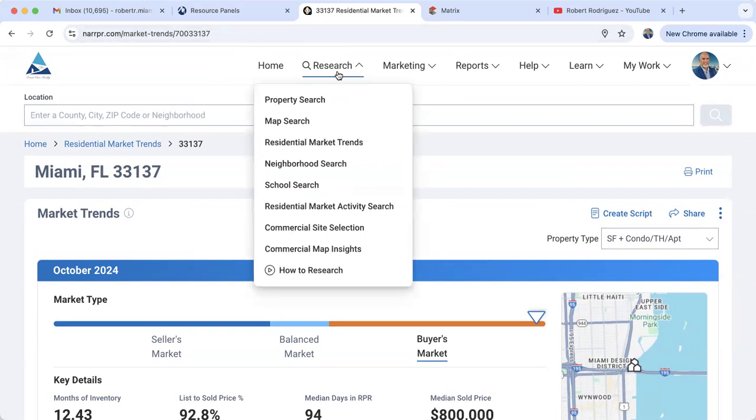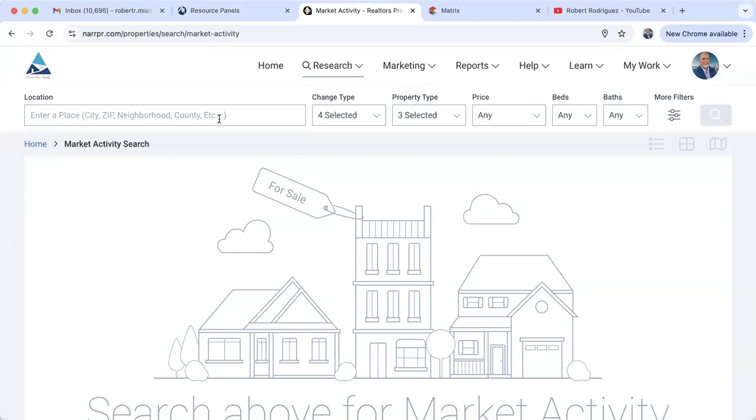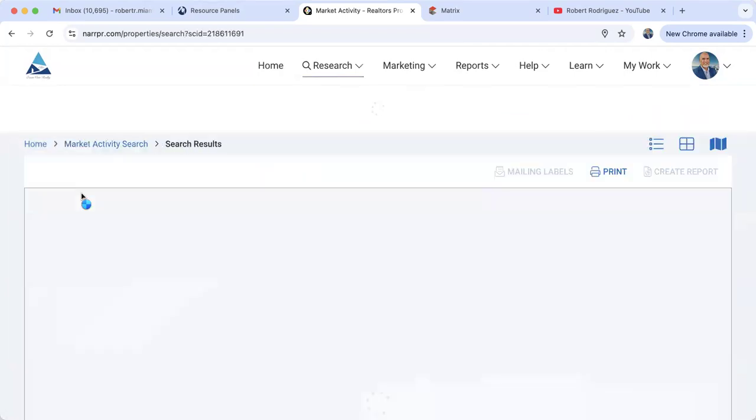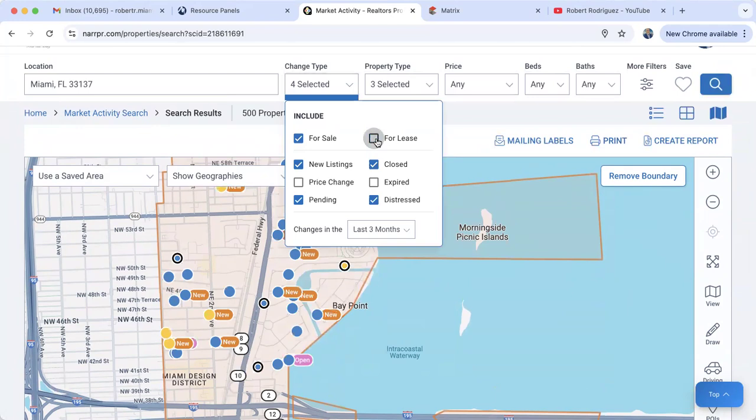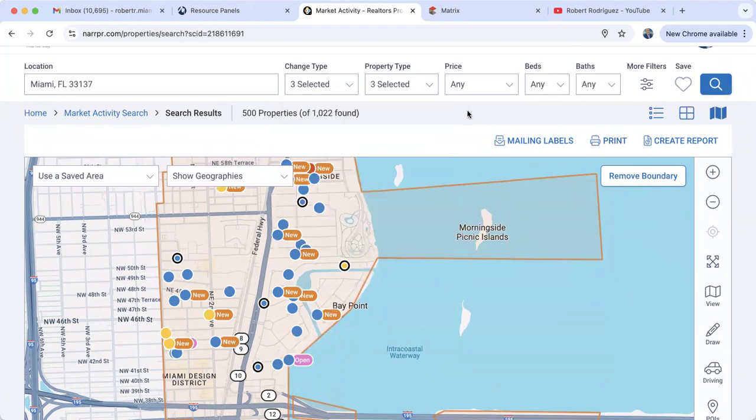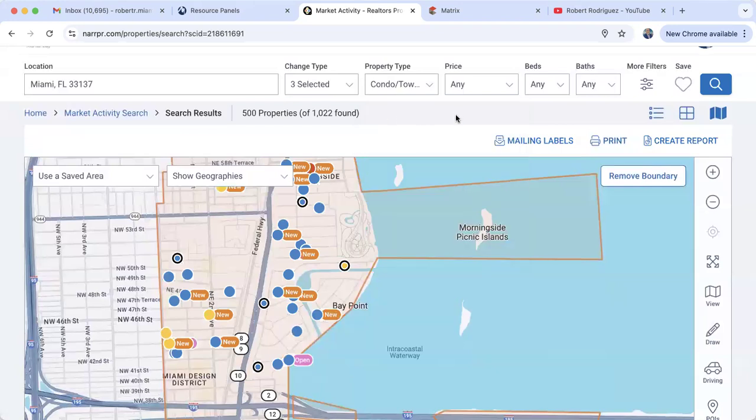Go back up to research. We're going to do the market activity search. That's going to give us an idea of what's going on when it comes to active listings, sold listings, things like that. So zip code 33137. Let's go with for sale only. And let's look at new listings, pending listings, closed, and distress. Let's remove distress and let's go to the last month. All right, any property type, let's go with just condos, no single family homes, just condos. Any price, any bedrooms, any bathrooms, click on search.